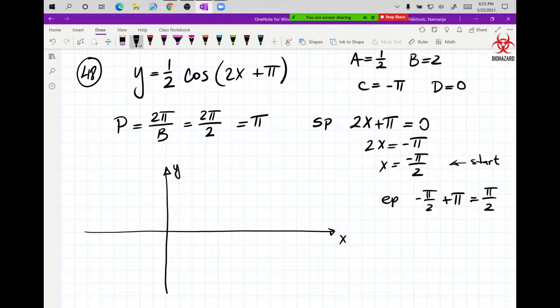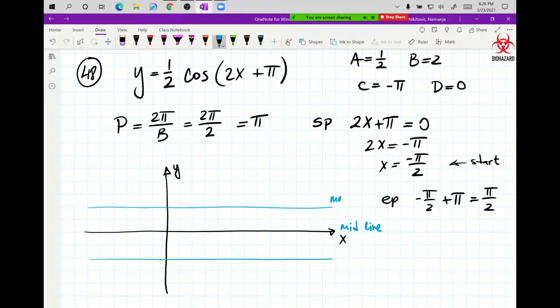So what do we have? You can literally put them anywhere. It doesn't matter. You will just call them a half. I don't have D, so my midline is the midline. And then I have my max line and the min line equal apart, and that is actually 1/2, negative 1/2. So that's the amplitude up, amplitude down from the midline.